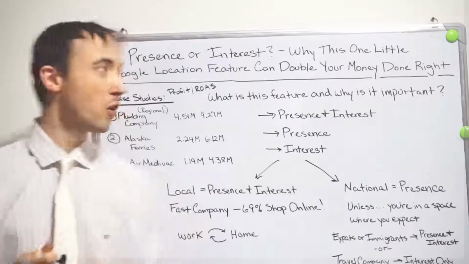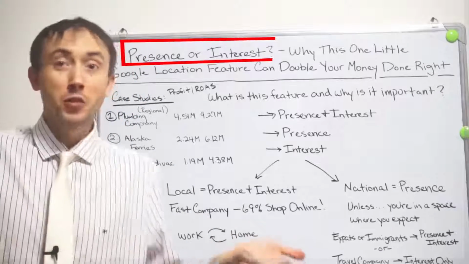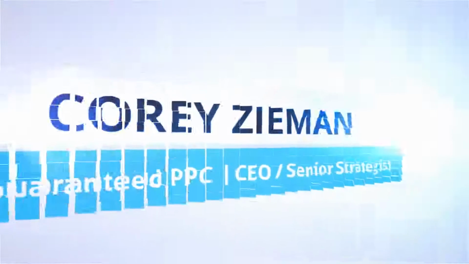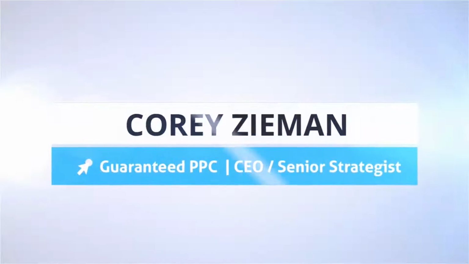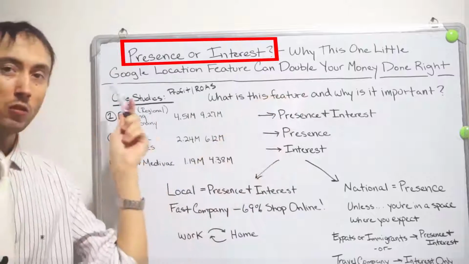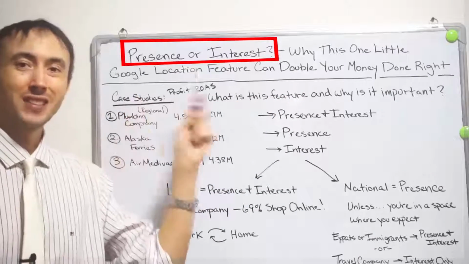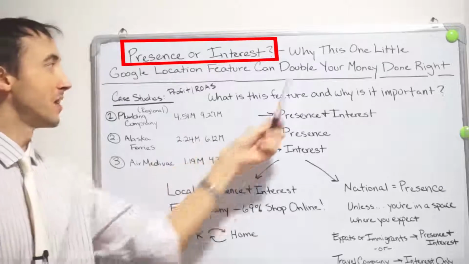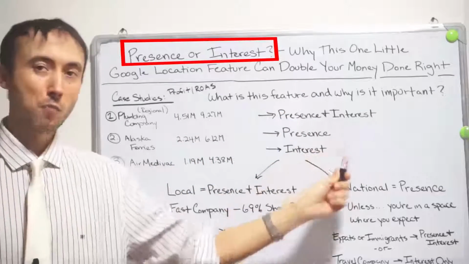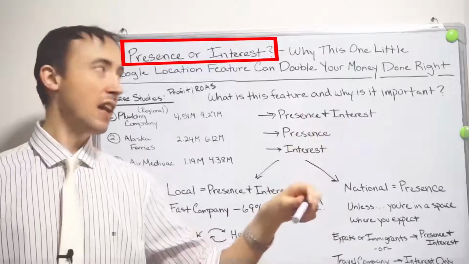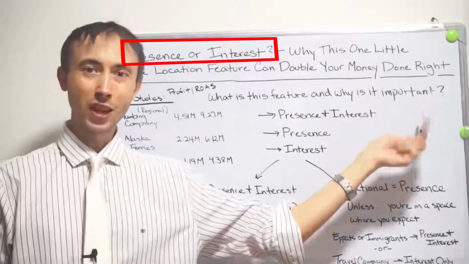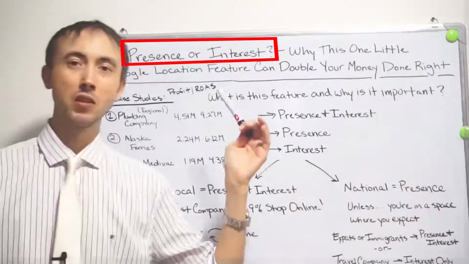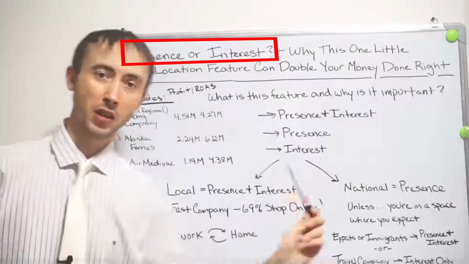Okay, on today's video, we're going to talk about presence or interest. Why this one little Google location setting or feature, whatever you want to call it, inside your Google Ads account, could double the money that you're making in your account right now with one teeny tiny little change and understanding what this actual little feature does for your account.